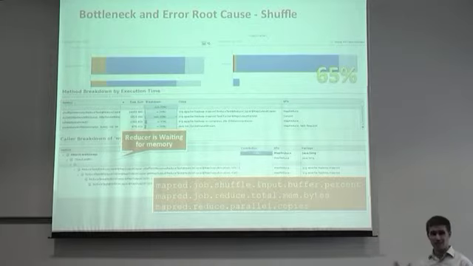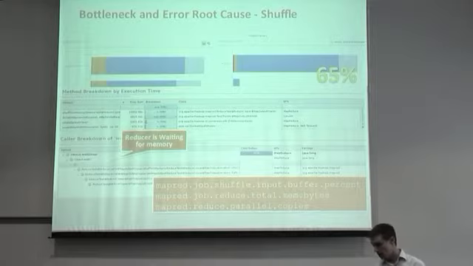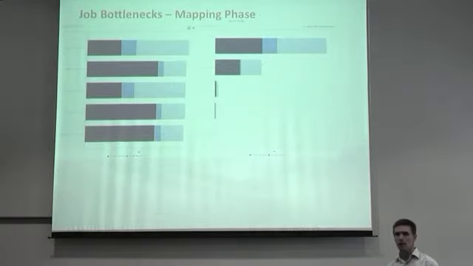By doing that, there was about a 65% reduction in the shuffle time because we were taking away that memory contention. So little tuning, little tweaks in environments that are heavily batch-oriented like MapReduce can make a big difference.